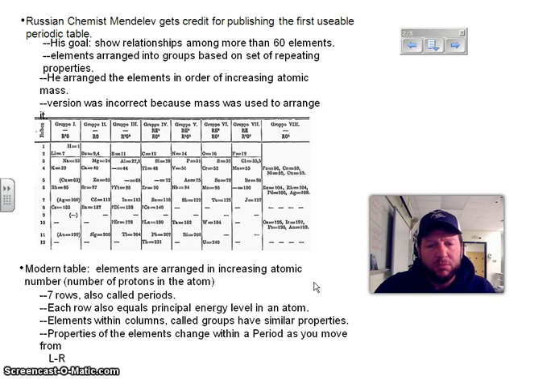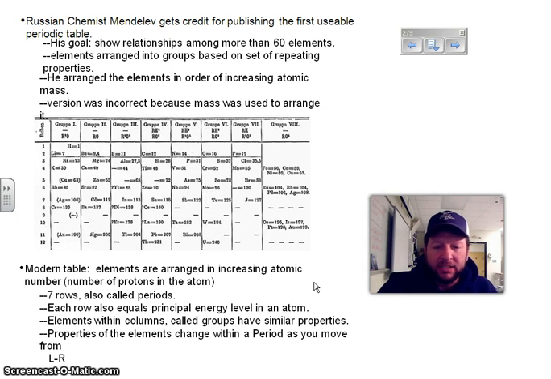Whoa, time out, time out. When I look at my periodic table, Mr. Pack, I see 9 rows. Those 2 at the bottom, if you look really carefully, actually are pulled out from the last 2 rows of the periodic table. And it makes it look like there's 9, but there's really only 7. Now each row also equals the principal energy level in an atom.